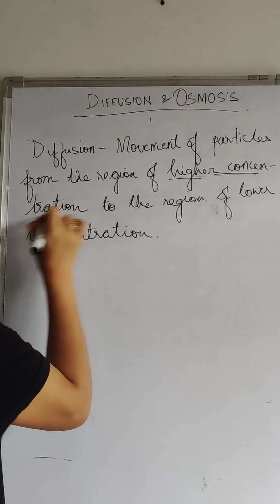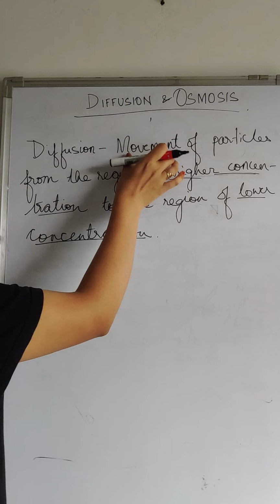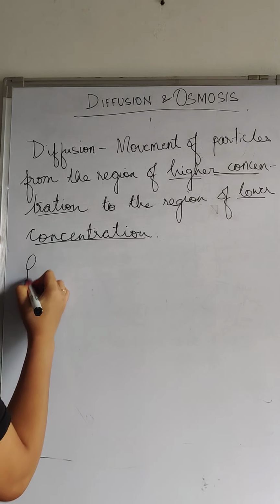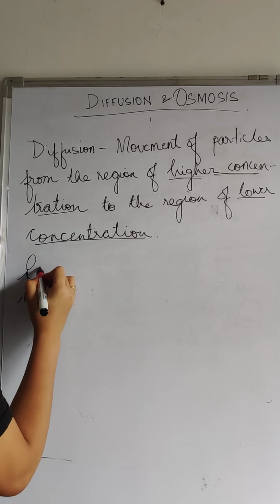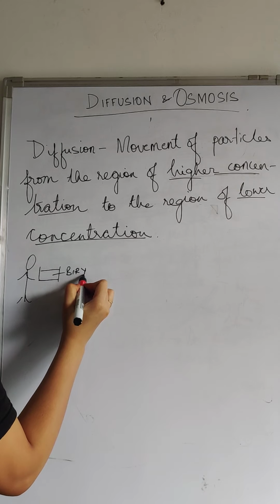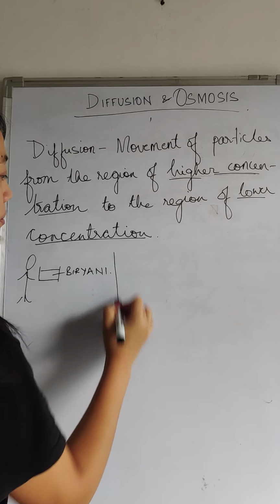Now let me tell you what is higher concentration and what is lower concentration. You know what is movement, you know what are particles. Every matter is made up of particles, then how does this movement take place? Let me give you an example in your kitchen. Your mother is cooking in the kitchen, let's say biryani, and you are far away from the kitchen.